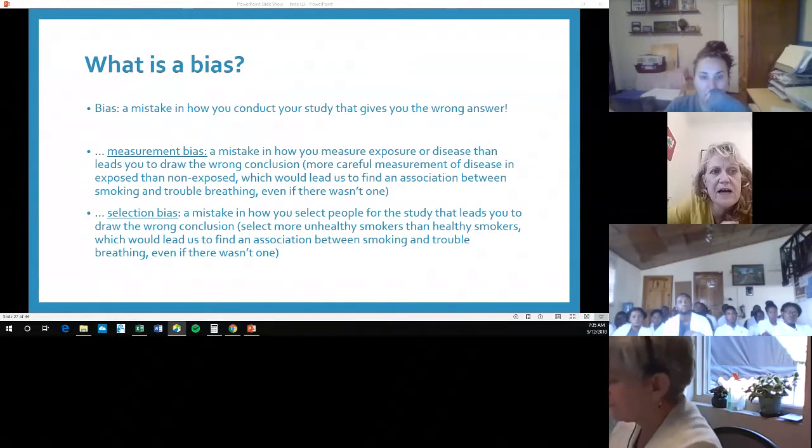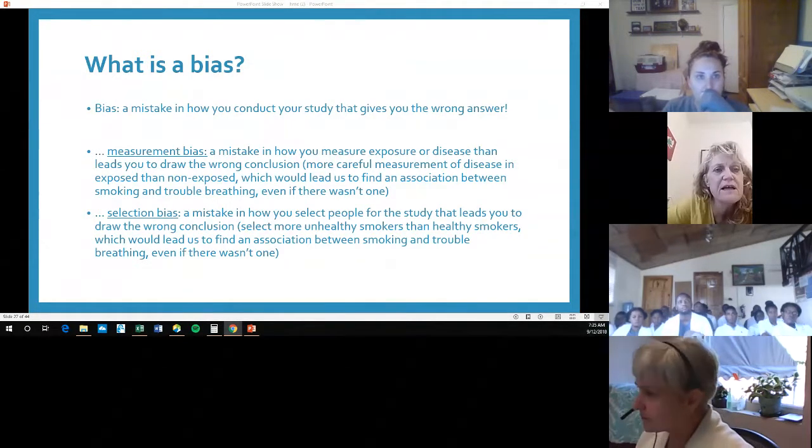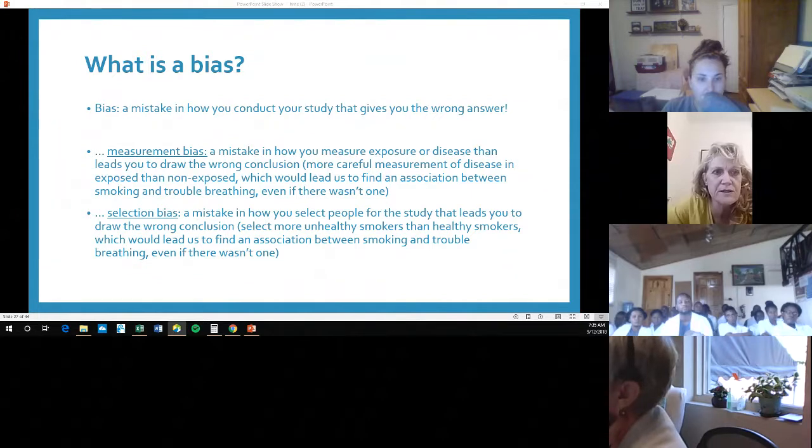Selection bias is a mistake in how you select people for this study, and again, that would lead you to the wrong conclusion.